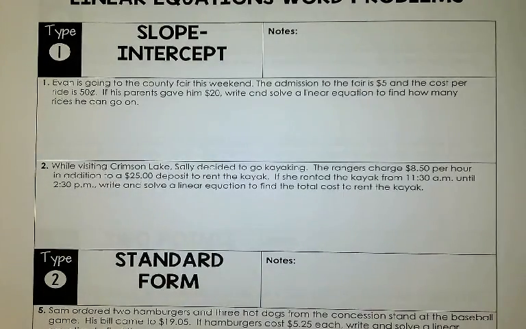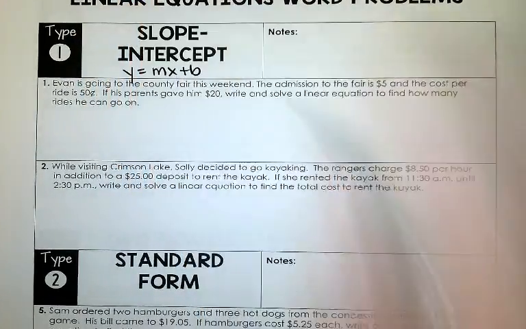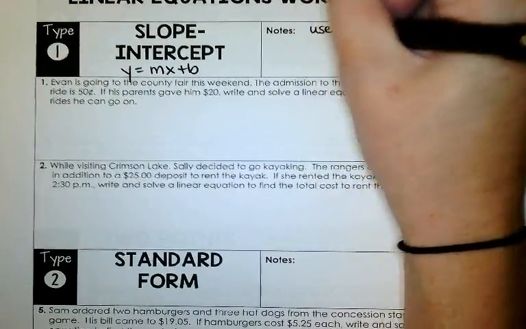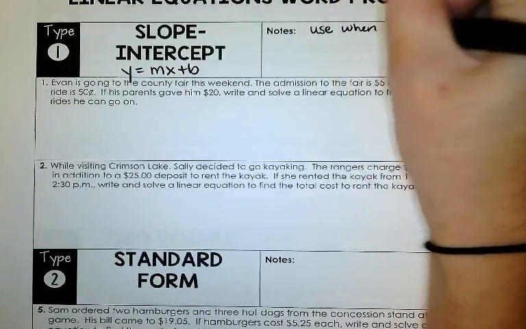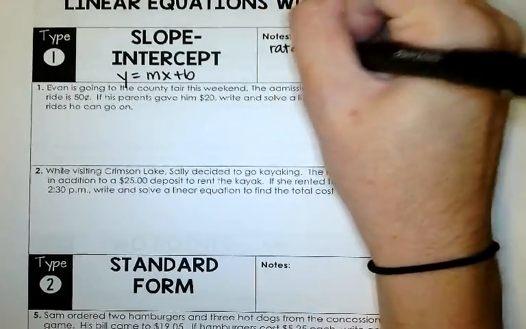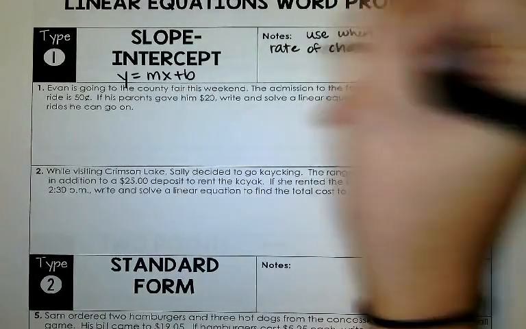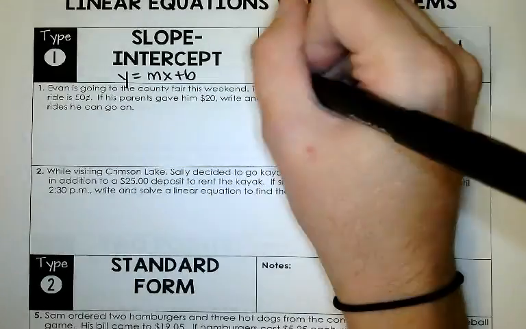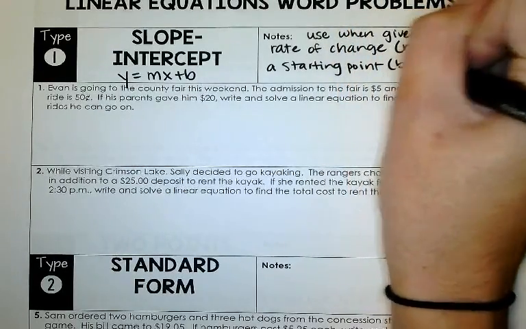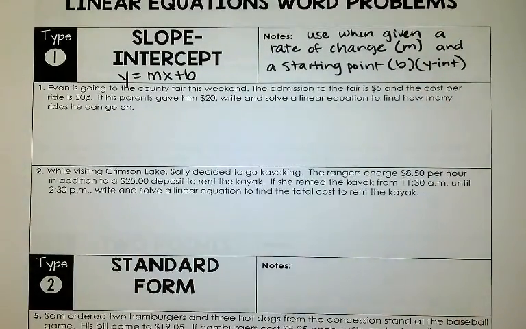So guys, just a reminder, what is my slope-intercept form? y equals mx plus b. Are you guys good with that? You use this slope-intercept form when you are given a rate of change, which is your m, and a starting point, and that will be your b or your y-intercept.